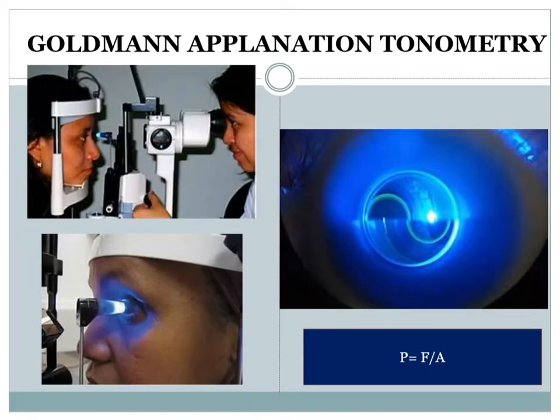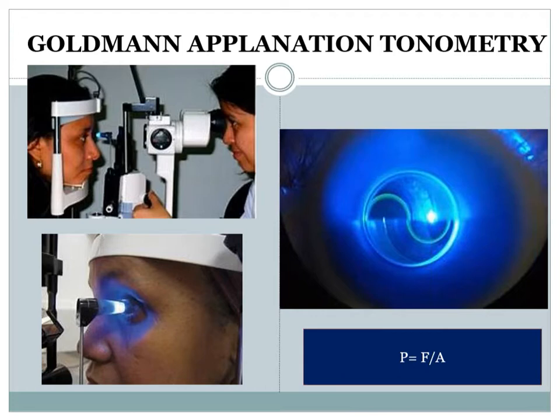Okay, so what we do is first you have to anesthetize the patient, topical anesthesia, and then just touch the applanation tonometer on the cornea. Actually, this is based on your physics principle where pressure is equal to force per unit area. So the instrument measures the amount of force that is required to applanate or flatten a given area of the cornea. So the given area of the cornea is 3.03 millimeters of central cornea.